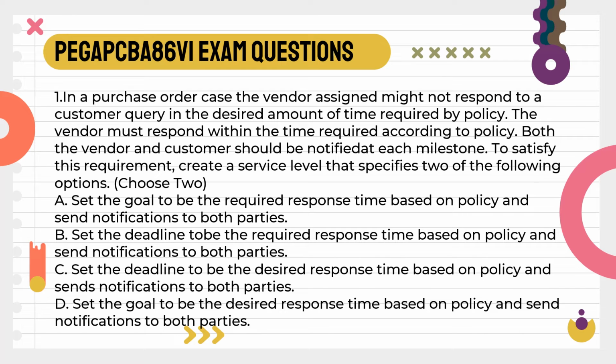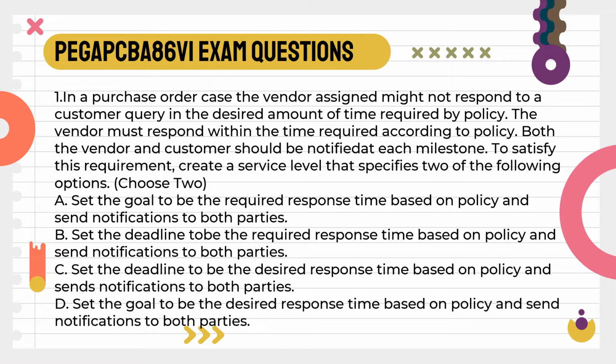1. In a purchase order case, the vendor assigned might not respond to a customer query in the desired amount of time required by policy. The vendor must respond within the time required according to policy. Both the vendor and customer should be notified at each milestone. To satisfy this requirement, create a service level that specifies two of the following options.